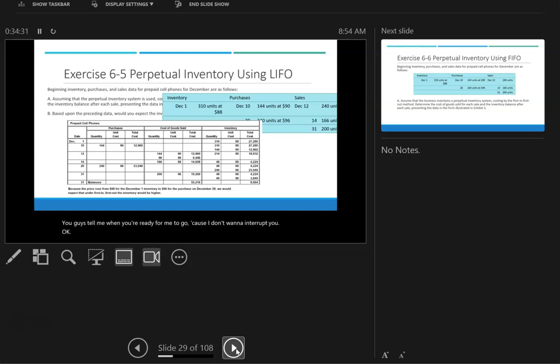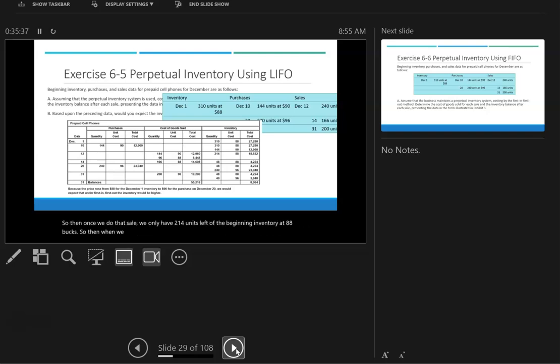So, remember, we started with 310 units on hand at $88. And then on December 10th, we purchased another 144 units for $90. So on December 12th, when we sold 240 units, do you see that we sold all of the 144 units that we just purchased? And what's left over is we have to grab 96 units from the beginning inventory. So then, once we do that sale, we only have 214 units left of the beginning inventory at $88.